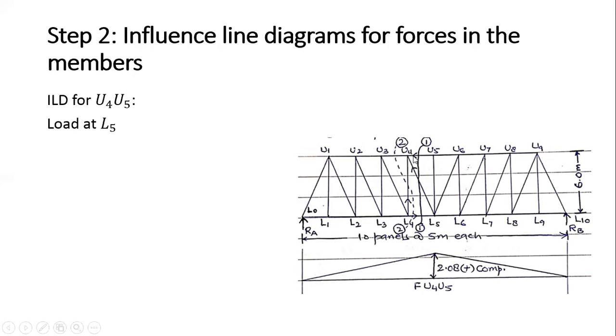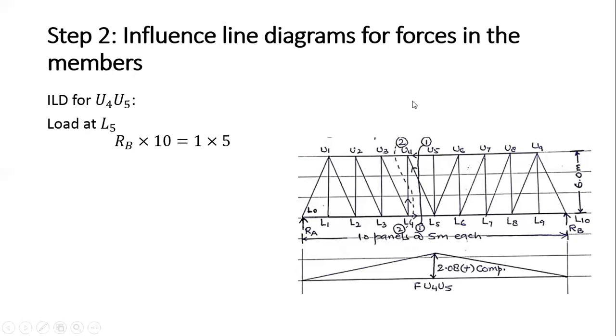So I have to calculate the maximum force in this member with the application of the influence line diagram. What I will do is make a section here, cutting this panel. When I cut a section here, first I have to calculate the reactions. So what is the reaction here? Now taking the moment about this point, that is the left hand support, RB, this is my RB. These are the 10 panel points here. So RB into 10.